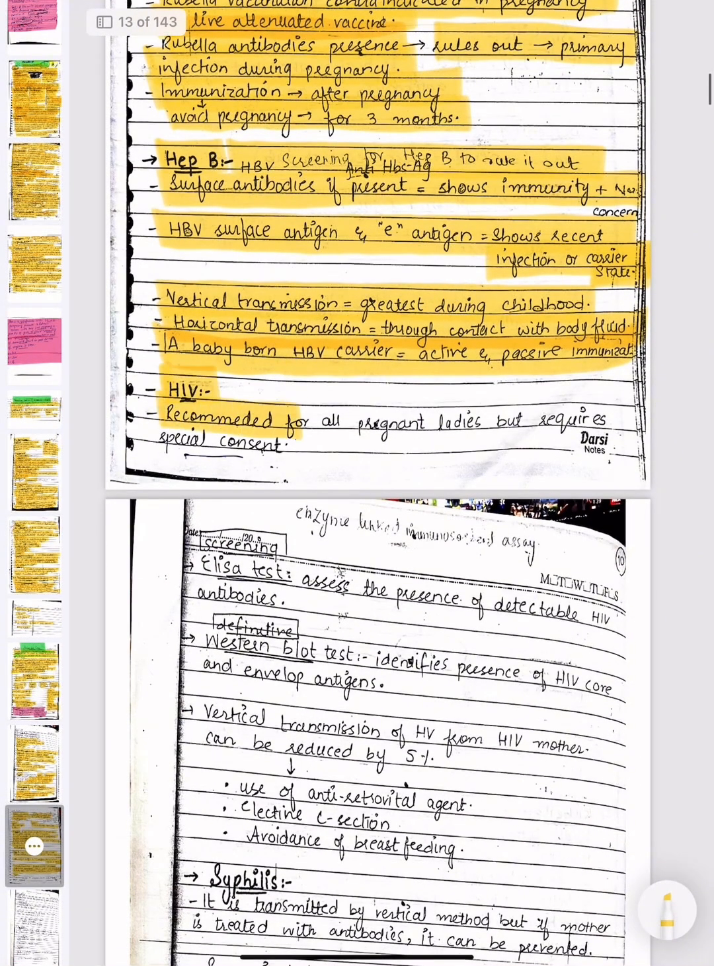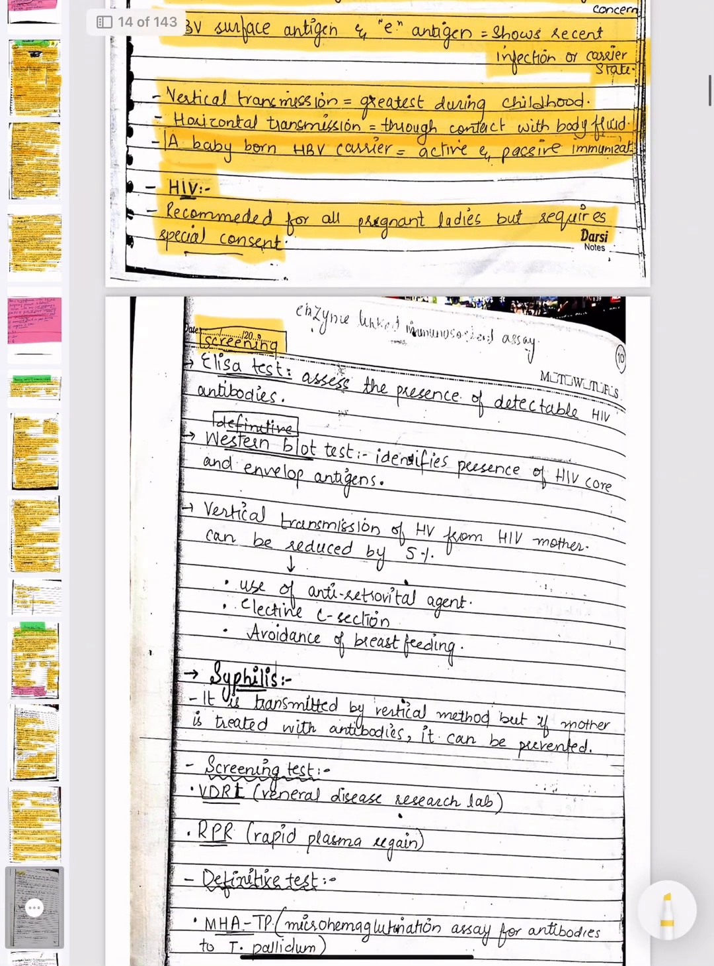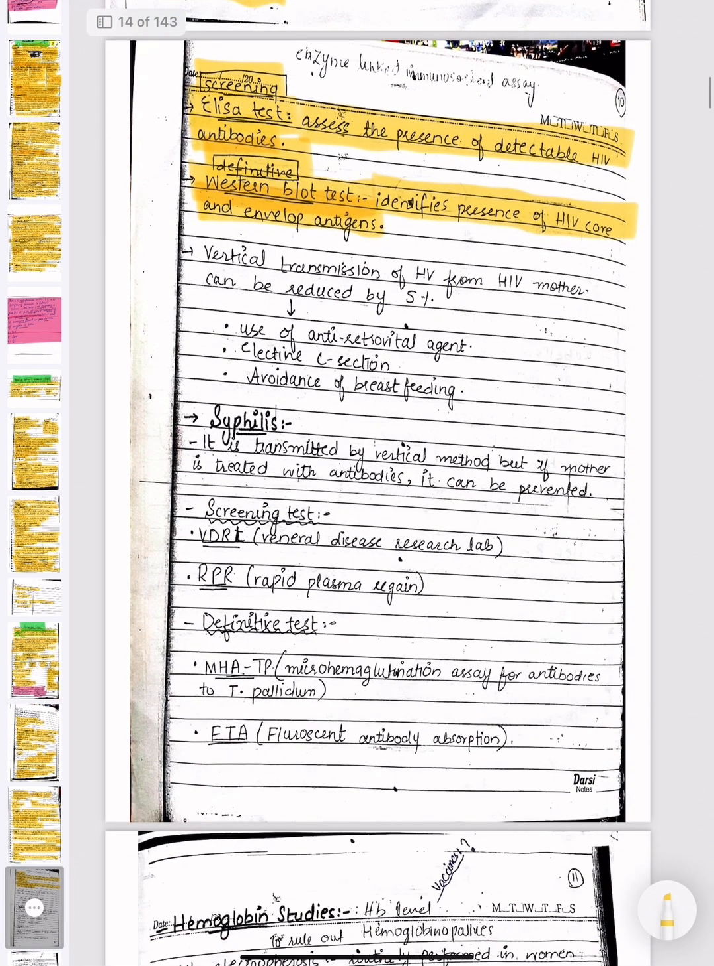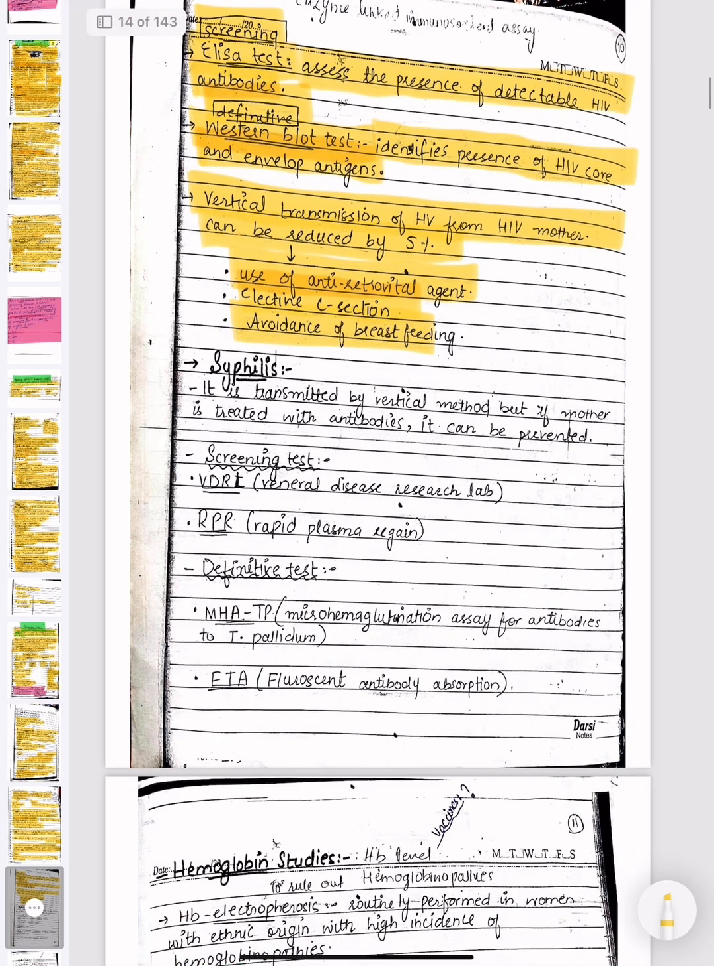HIV testing is recommended for all pregnant ladies but requires special consent. Screening is done with the ELISA test, which assesses the presence of detectable HIV antibodies, and the definitive test is the Western blot test, which identifies the presence of HIV core and envelope antigens. Vertical transmission of HIV from an HIV-positive mother can be reduced to 5% with the use of antiretroviral agents, elective C-section, and avoidance of breastfeeding.